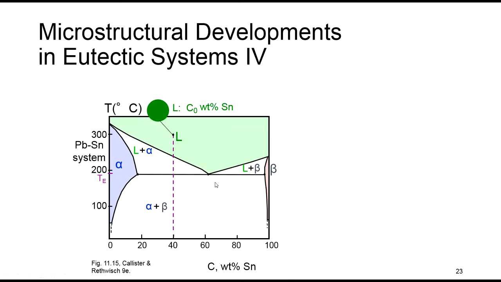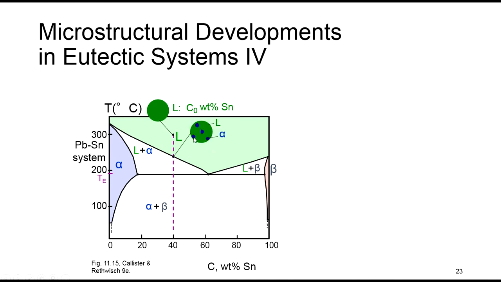Now we move back to the composition weight ratio, which is above 18.3, this point that we did before, and below 61.9, which is the eutectic point. So we want to see what's happening here. Of course, in the liquid region we have only one phase, liquid, and the composition weight ratio is C0, say 40 here.